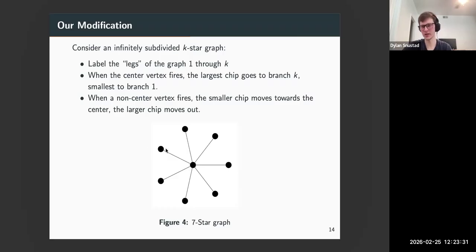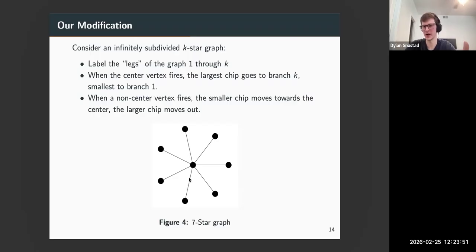And when a non-center vertex fires, what I'm going to do is fire the smaller chip back towards the center, and the larger chip will go further out, essentially. So we're generalizing this. You can think about this as being a generalization of the two case, right?